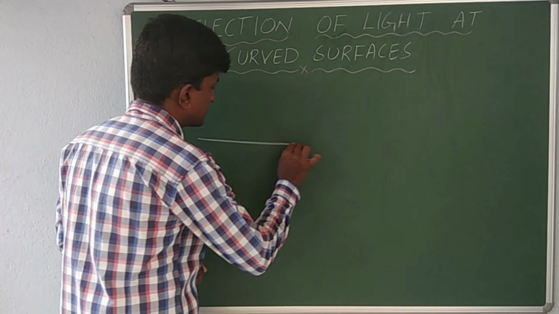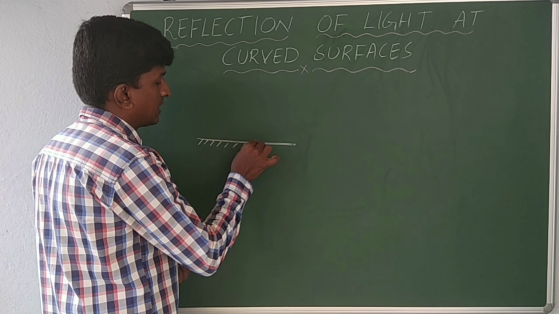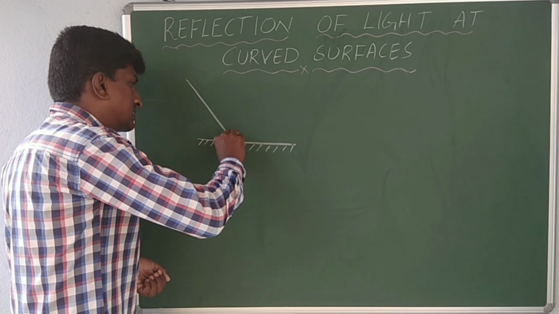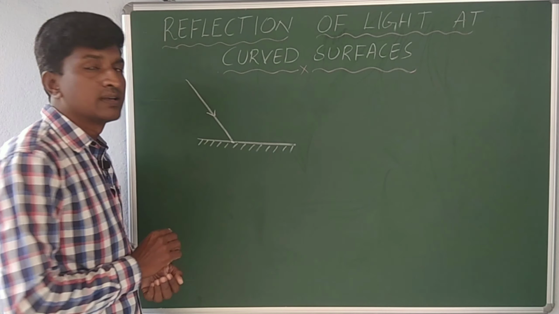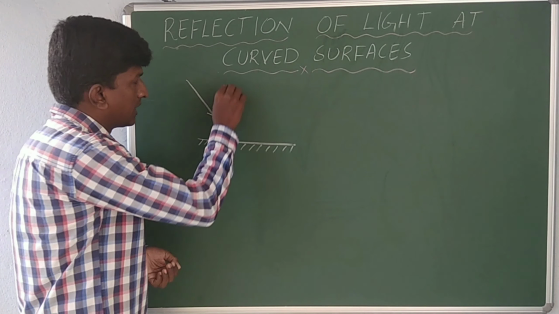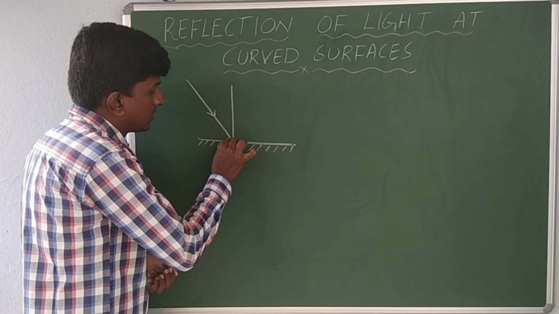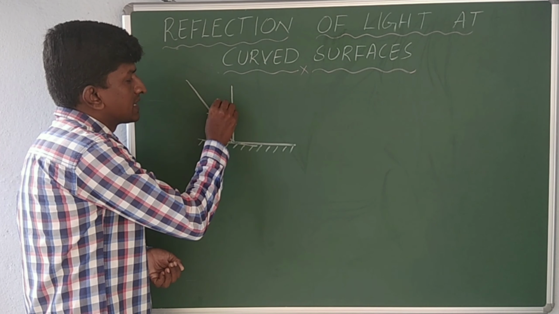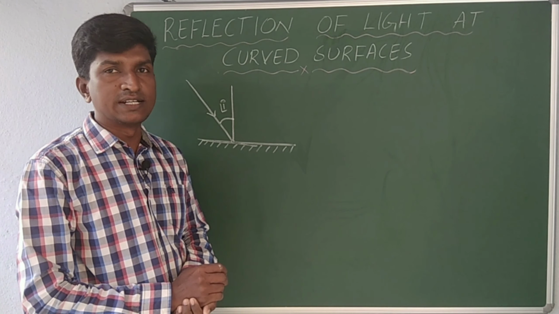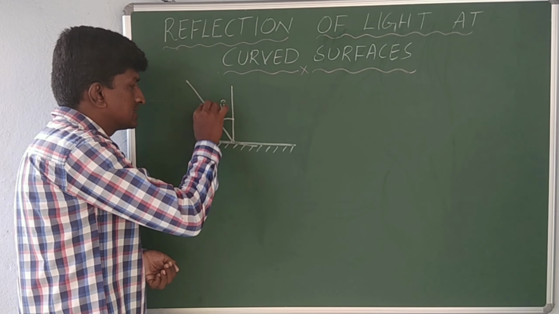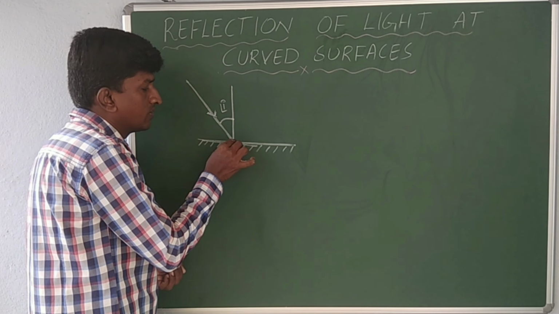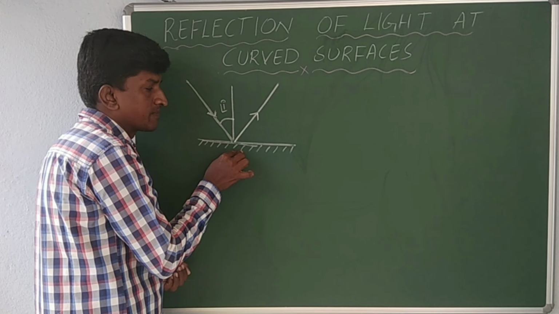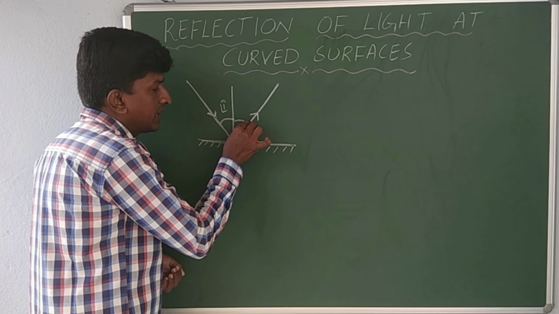Here let us say it is a plane surface and the upper part acts as a mirror. Whenever a light ray is incident at a particular point on the plane surface, draw a normal line normal to the plane surface. Then this angle is said to be the angle of incidence, and this light ray is the incident light. Now this light gets reflected from the plane mirror by making angle R.